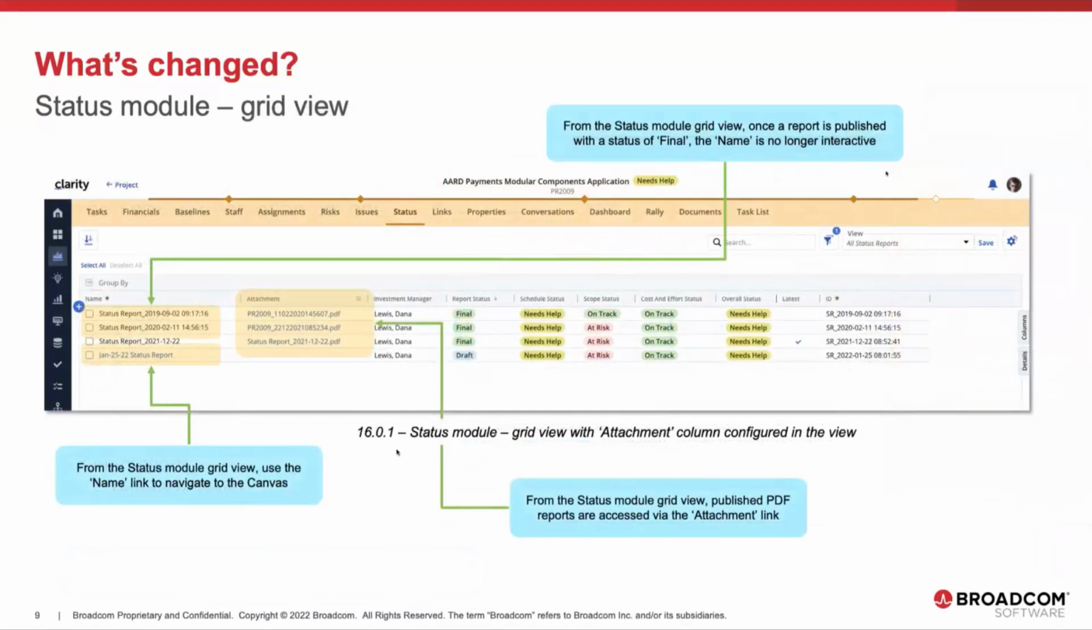So here's the grid behind the scenes. You'll notice that on the upper left sections, the name is not a link any longer. However, the attachment field is, and that's where you get to your published PDF report. The bottom row is an example of an existing report that's in draft mode, and that becomes a link to take you to the report that you're working on.